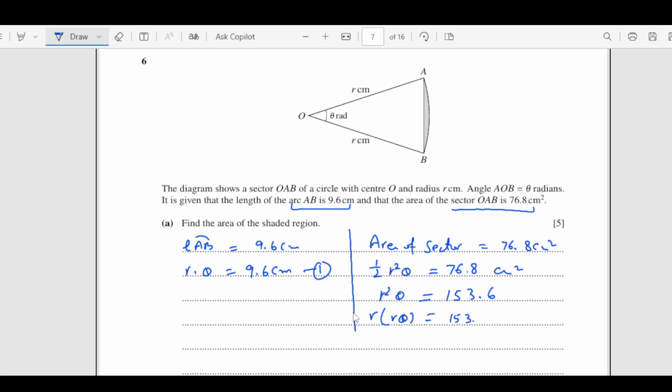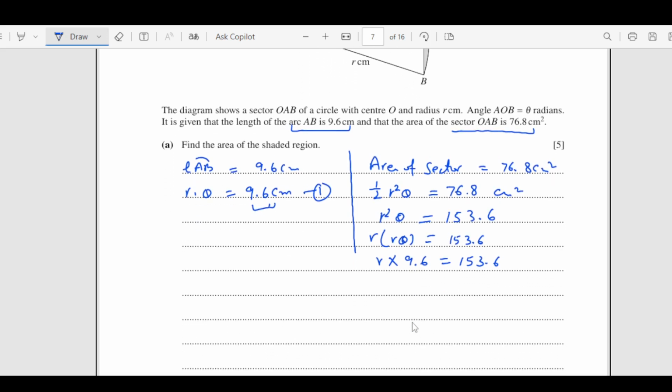I guess you understood what I did. I just wrote r as r times r. So r theta we can get the value from here, from equation number 1. So r into r theta is now, from here we are substituting 9.6 centimeter, equals 153.6. So from here we can find out r. So r is going to be 153.6 divided by 9.6. So this gives us 16 centimeter. So we got r as 16 centimeter.